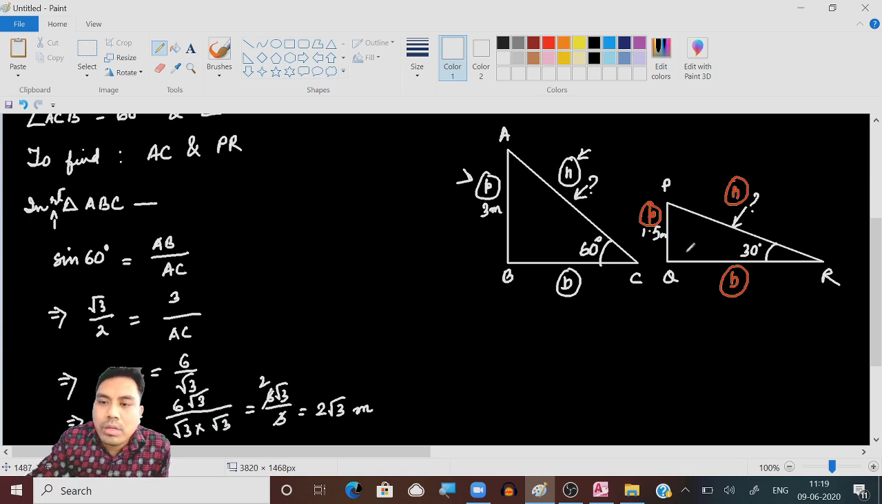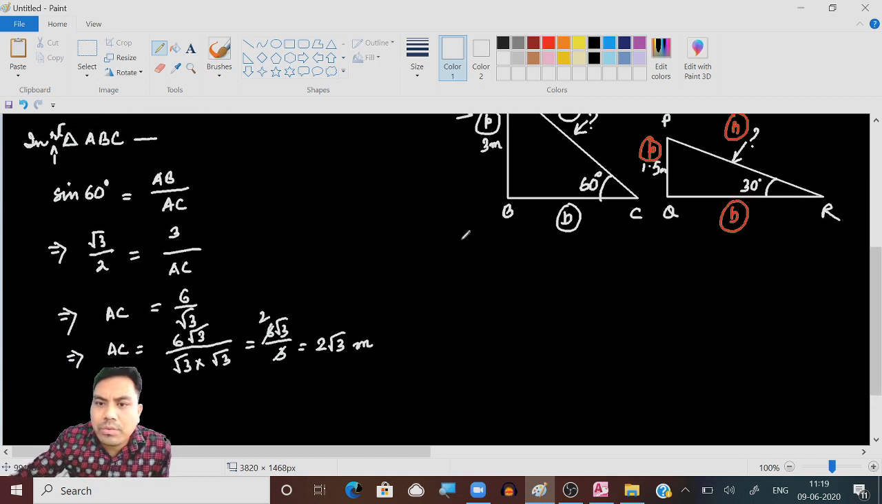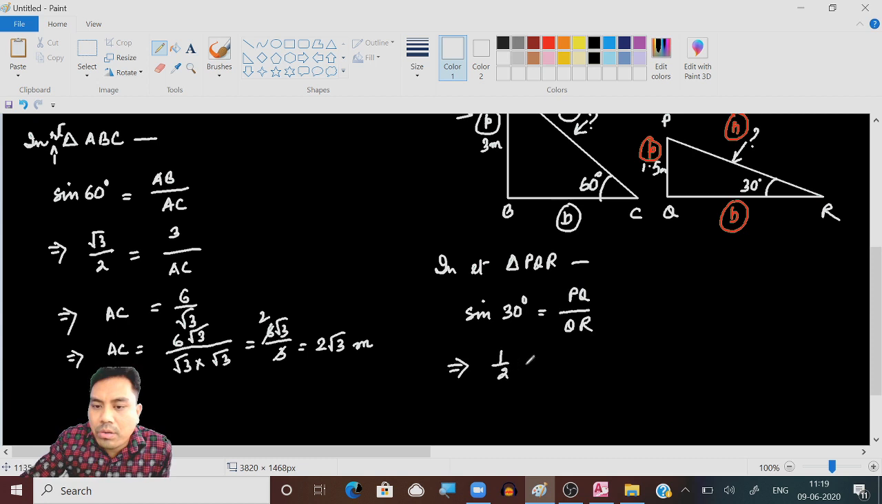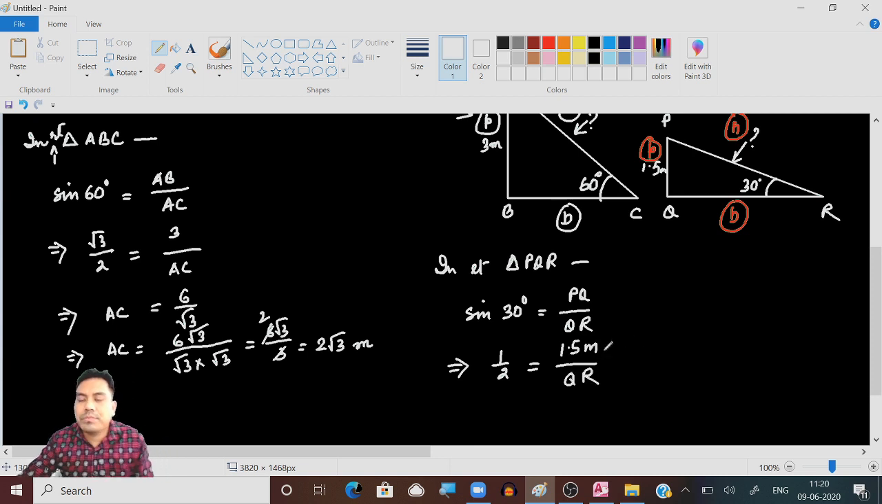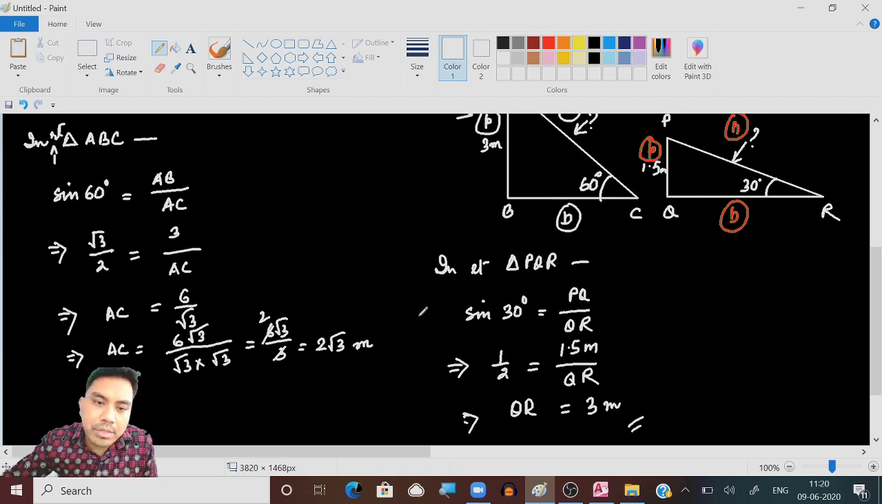Similarly, for the next one also we have to apply sine theta in triangle PQR. Okay, so in right triangle PQR, sine 30 will be equal to PQ by PR. Sine 30 is half, we all know, and PQ is given as 1.5 meter, and PR we have to find out. Okay, so clearly it can be seen here that PR is equal to 3 meter, isn't it? So we got the length of both the slides. So for the children above 5 years, the length of the slide must be 2 root 3, and for smaller children it should be what? 3 meter.